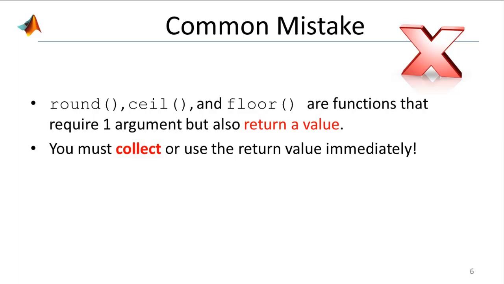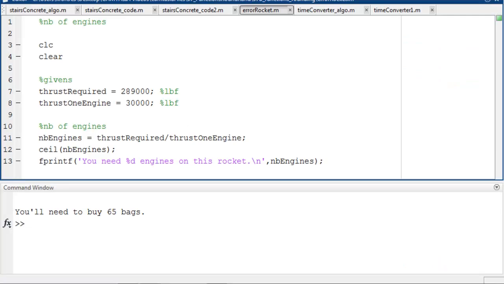Now, there is a very common mistake when learning to use these functions. You have to remember that these are functions that return a value, so you must collect them or use them immediately in your equations. For example, suppose this is the answer to the rocket project. Imagine, again, through extensive calculations, you've found that you needed 289,000 pound force of thrust, and 30,000 pound force is provided by one engine.